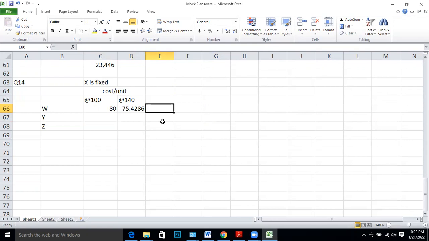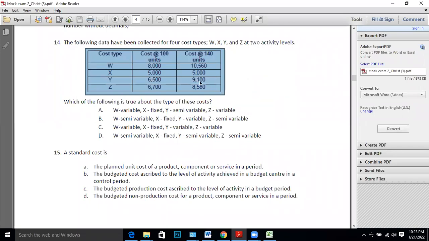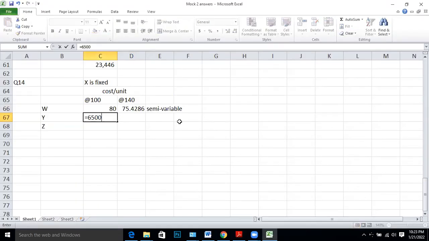If it is not fixed and not variable, the only other option we have is semi-variable. The moment we identify it's not fixed and not variable, it has to be semi-variable. We don't have any other types of cost in our syllabus. 6,500 for 100 units, 9,100 for 140 units. Unit cost is 65 in both cases. See, unit cost is constant. That's one of the features of which one? Variable cost. Last one.